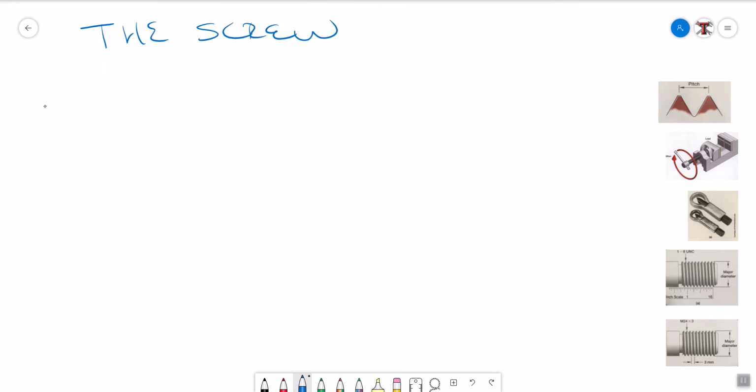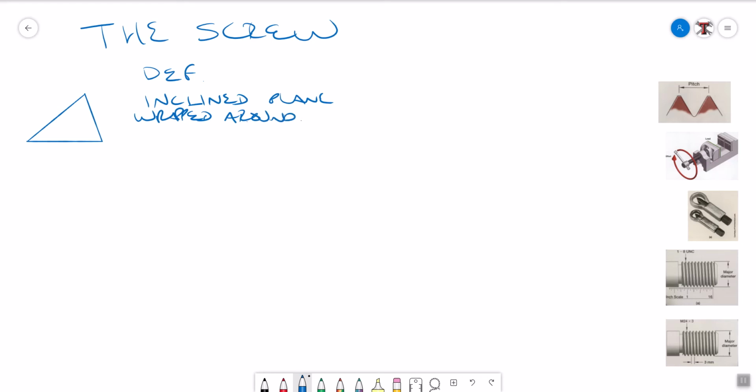Instead of a simple inclined plane, we have an inclined plane that is wrapped around a cylinder. So the definition of a screw is an inclined plane wrapped around a cylinder. If you're taking notes, that should be the definition that you need to remember. An inclined plane wrapped around a cylinder.